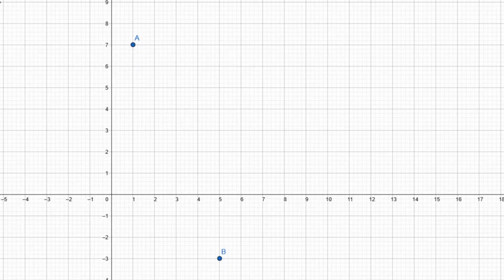Suppose we have 2 points A and B, and let's join them with the line segment. The midpoint of this line is the point that lies exactly halfway along the distance from A to B, and we may need to calculate the coordinates of this point.